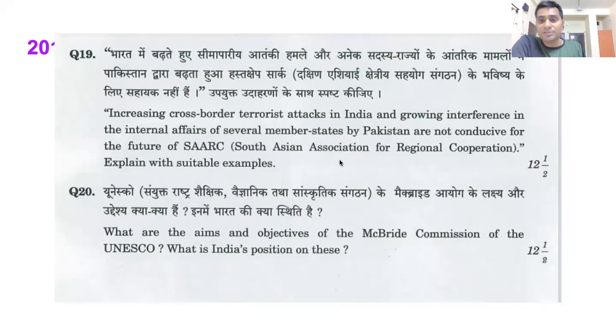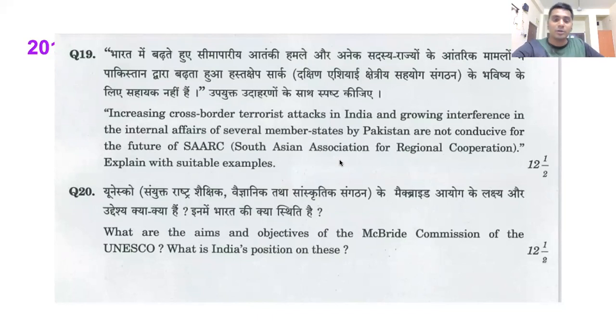Increasing cross-border terrorist attacks in India and growing interference in the internal affairs of several member states by Pakistan are not conducive for the future of SAARC. Again, SAARC, today we have discussed. So this is the question. They are asking why SAARC has been a failure.